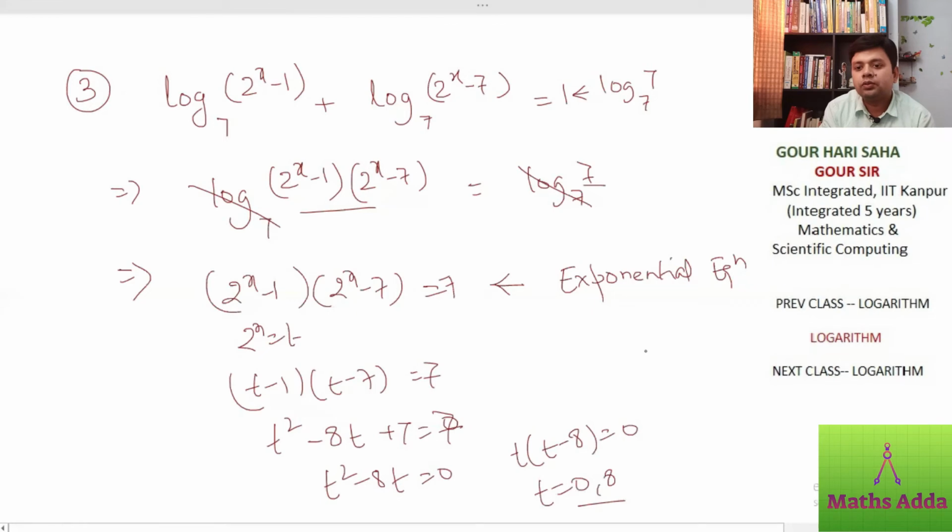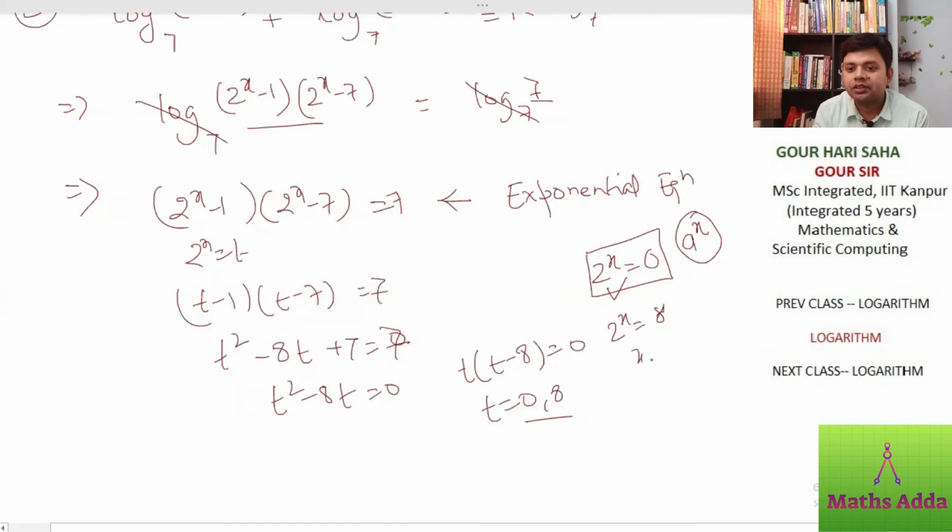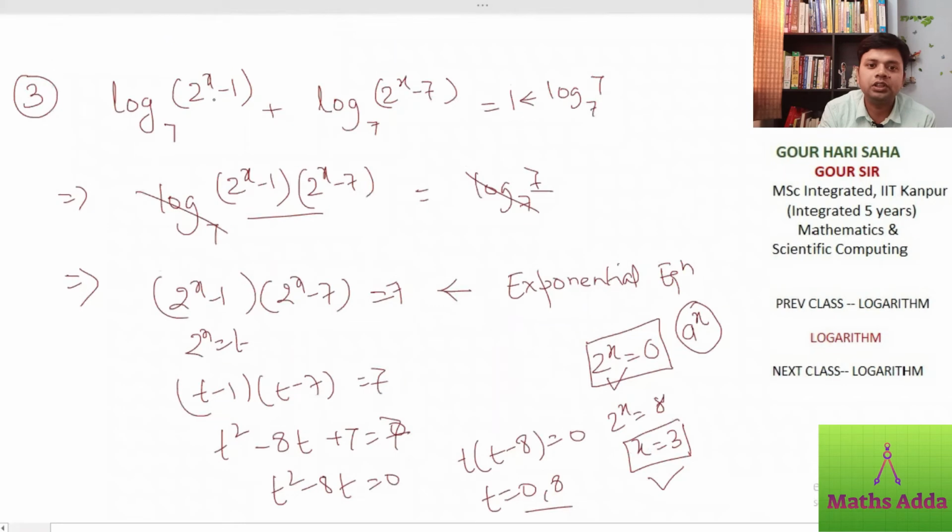That is, 2 to the power x is equal to 0, it is never possible. Exponential term is always positive. I told you that, remember the discussion, a to the power x will always be positive. So it is never 0, it's not acceptable, right? Then 2 to the power x is equal to 8, x is equal to 3. So you got one answer, x is equal to 3. You must check if 3 is satisfying it or not. So put 3, 2 to the power 3 is 8, 8 minus 1 is 7, log is defined. 2 to the power 3 minus 7 is 1, log 1 is defined. So x is equal to 3 is acceptable.